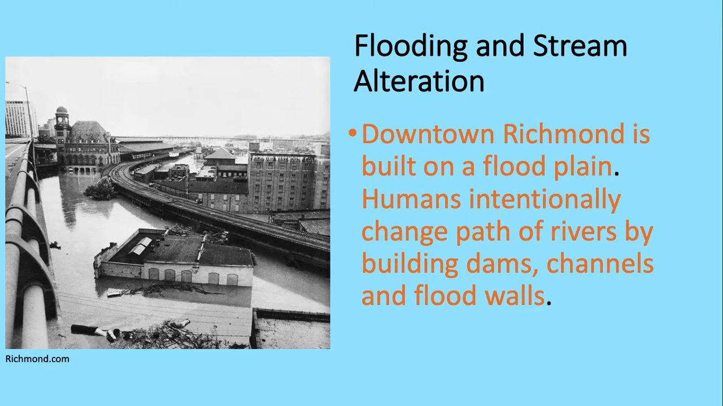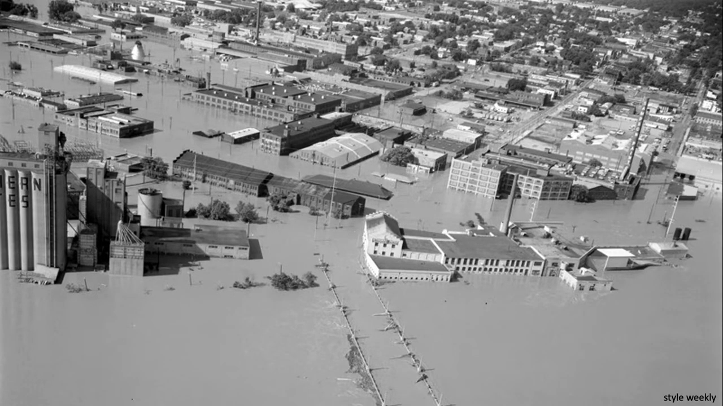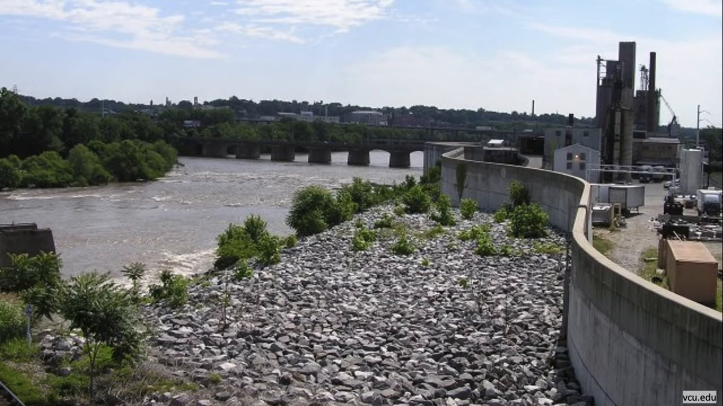Downtown Richmond is built on a floodplain, and you can see in the image here it is flooded many times. Humans intentionally change the path of rivers by building dams, channels, and flood walls. So if you've ever noticed, here's another picture of downtown Richmond when it's completely flooded, usually during a hurricane. If you've ever noticed, Richmond's got a flood wall. Well, that hasn't been there forever. But it protects downtown from these kind of floods, in theory.